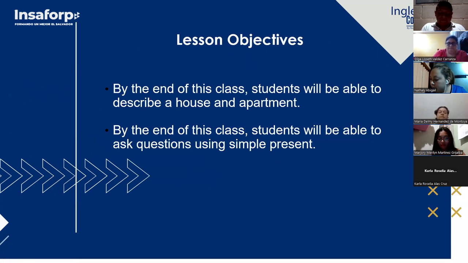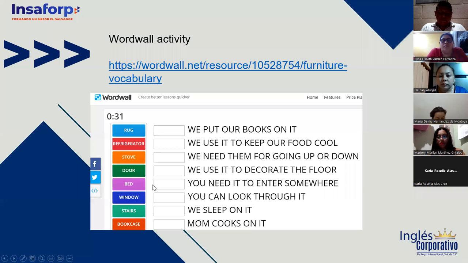At the end of this lesson, you will be able to describe your house or apartment. You will be able to tell what you have in your house. Also, you will be able to ask questions using simple present, okay? The grammar that I've been using before, last week.